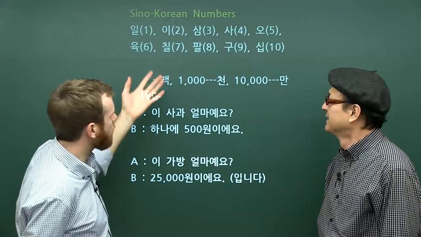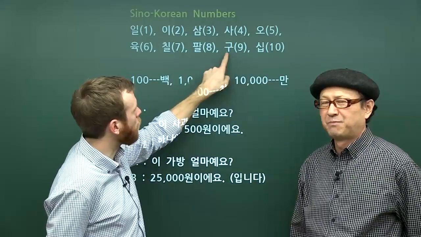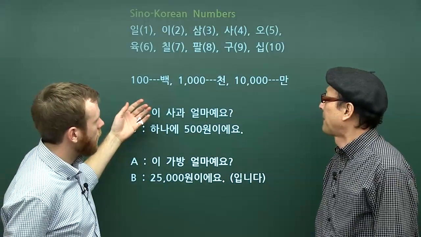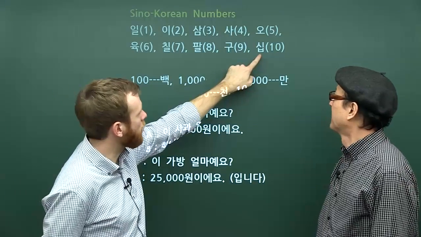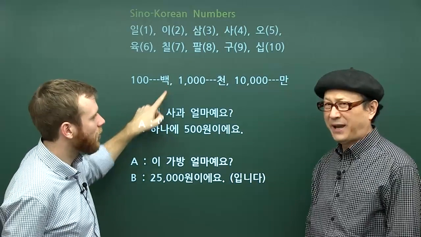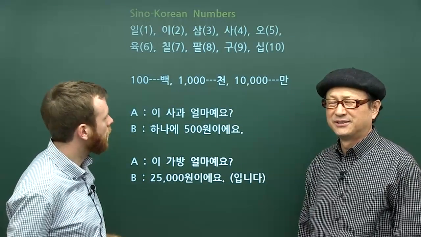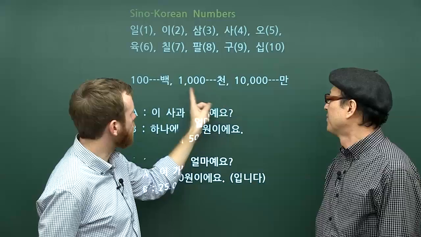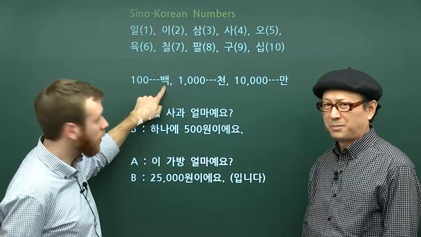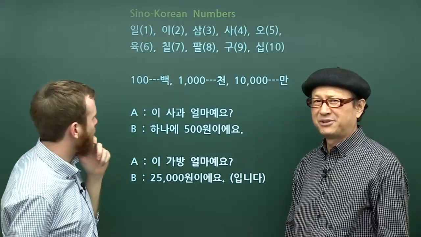Okay, so what does 99 sound like? 99. Okay, so 9, 10, 9. 구십구. After 99, how about 십십? No, 100 is 백. 백. Next to 100 we have 1000, 천. And next to 1000 we have 10,000, 만. Okay, so 100 is 백, 1000 is 천, and 10,000 is 만. Very good pronunciation. Oh, thank you very much.